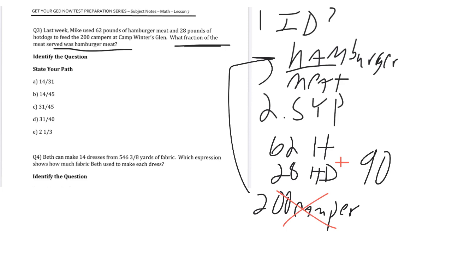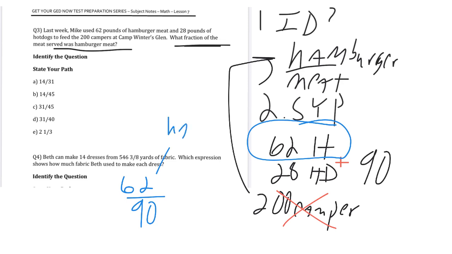And then we know the hamburger is 62. Use a different color for 62, so we're going to do 62. And then we're going to just put 62 over 90, because 62 is hamburger, and then 90 is total meat.